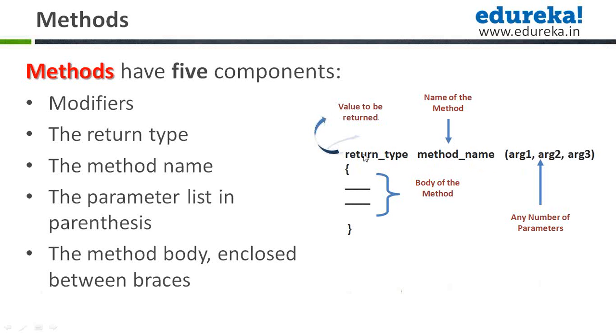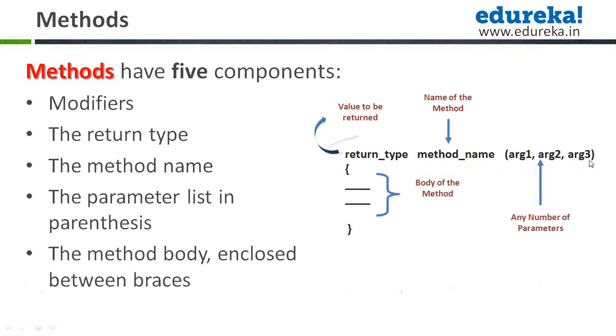It could be an integer, it could be a character, or anything. If this method is not returning anything, in that case you'll be mentioning it as void. Okay, the return type will be void, that means empty. Nothing will be returned by this method. Method name is the identifier of the method. Okay, that means you can identify the method, you can call the method using the name of this method.